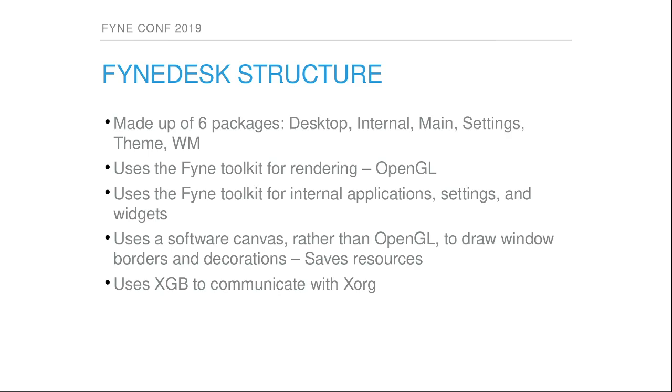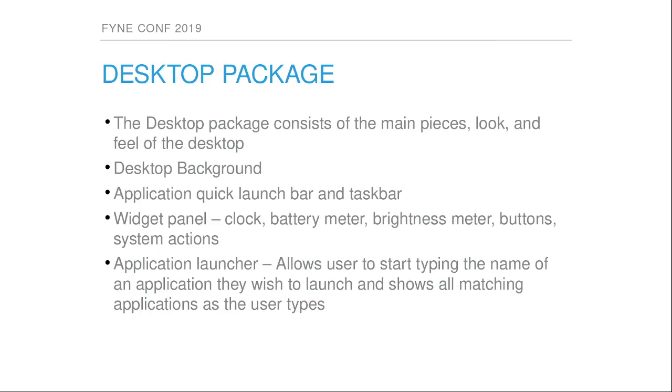So we use the XGO bindings to communicate with Xorg. This is how we manage to communicate with applications in windows, and receive input from them as well. So now we'll go through the packages, and I'll give you a brief overview of what each is, especially for those of you that might be interested in helping contribute. I think this is a good overview of where you can start looking.